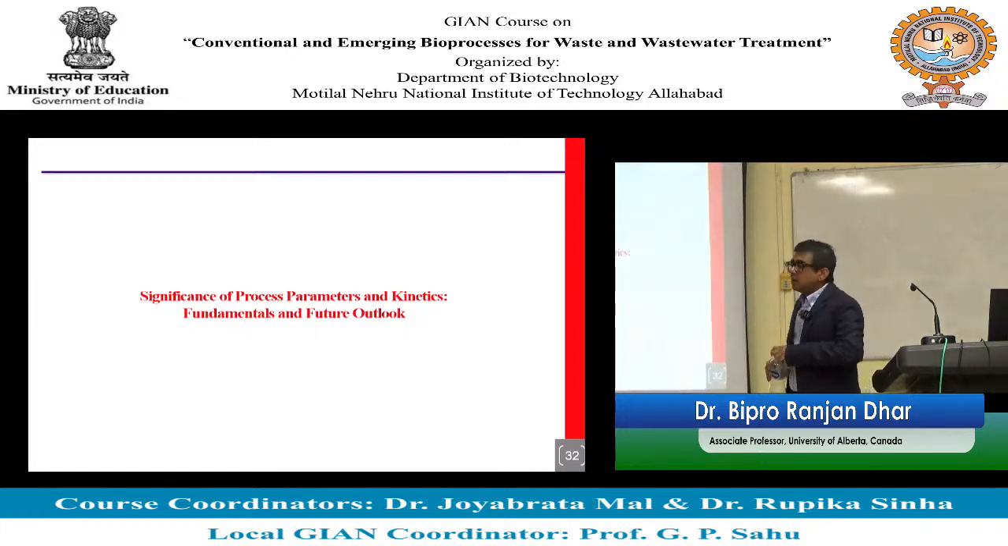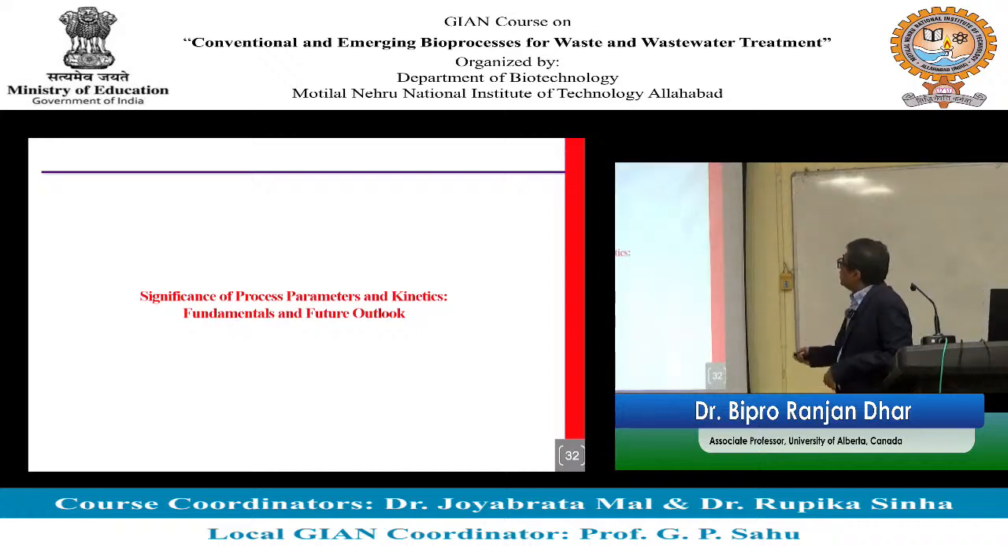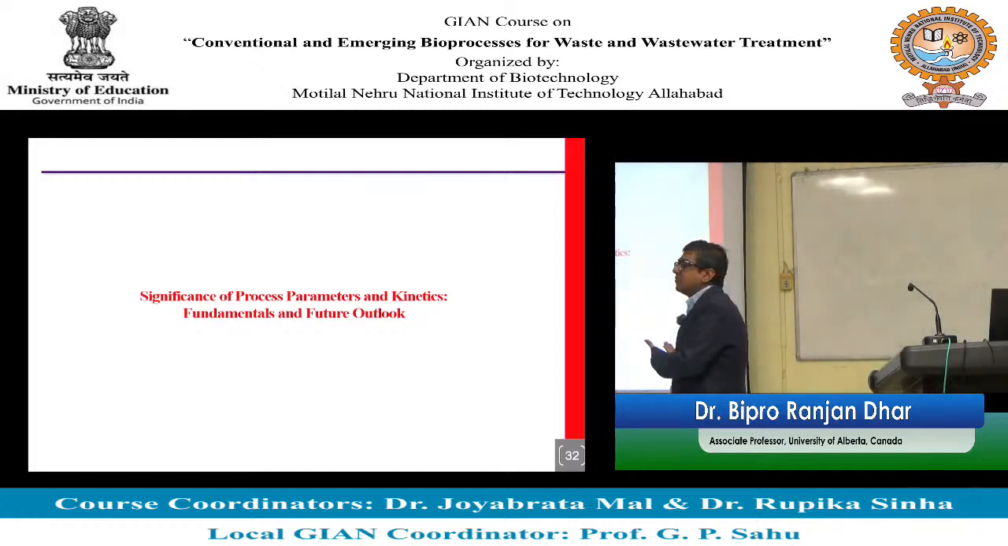So now we are going to talk about one of the important aspects, okay? Which is basically we are going to learn about the significance of different process parameters for microbial electrochemical systems, and we are also going to talk about kinetics, okay? So we learned about kinetics for the activated sludge process, and we are going to see how kinetics can also be applied for this kind of process.